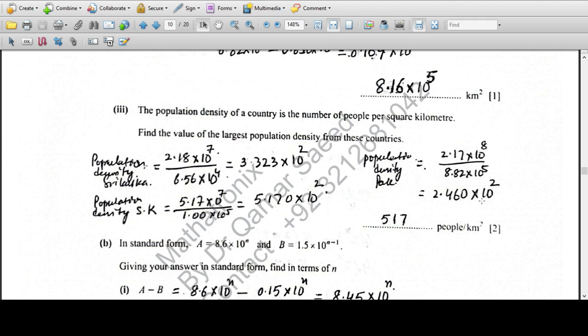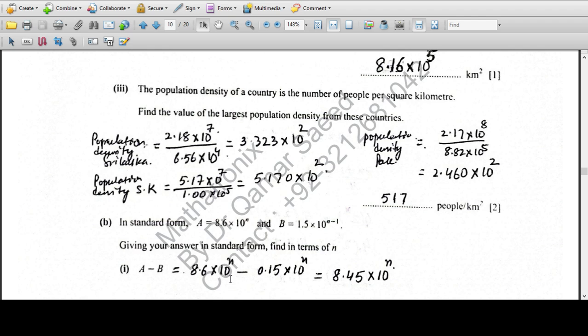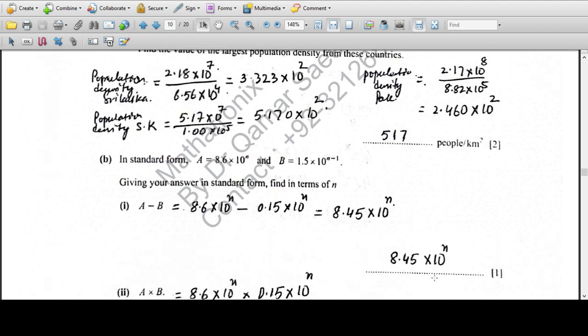Pakistan, the population density is 246 per square kilometer. In standard form, A is 8.6 × 10^9 and B is 1.5 × 10^(n−1). Give your answer in standard form, in terms of n. So this is 8.6 × 10^n and this is 1.5 × 10^(n−1). If we shift this point, then this becomes 10^n. So 8.6 minus 0.15, taking 10^n as common, is 8.45 × 10^n. So this is the standard form.